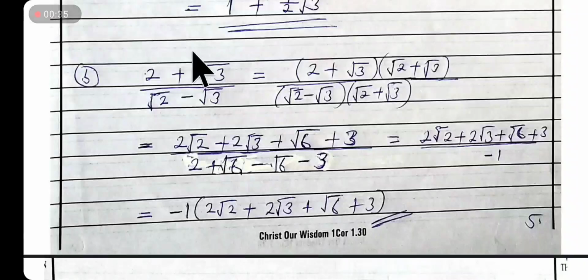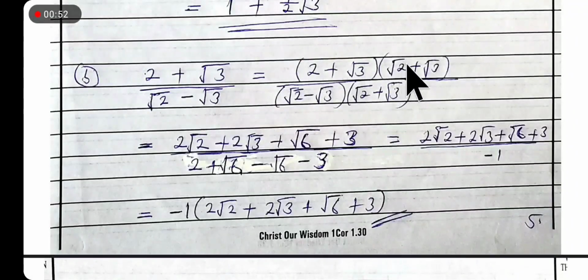This is going to be equals to the whole of the numerator, which is 2 plus root 3, multiplied by the conjugate, which is root 2 plus root 3, all over the denominator, root 2 minus root 3, multiplied by the conjugate, which is root 2 plus root 3.